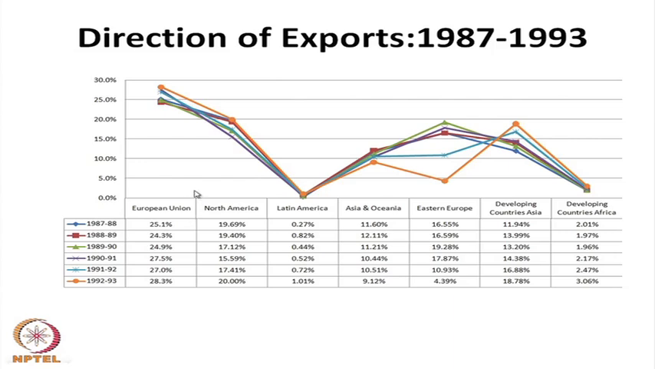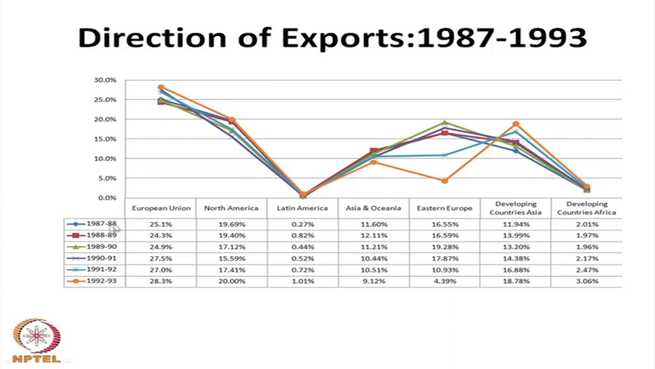Nearly 25% of our export revenue comes from the European Union sector. Similarly, North America, Asia, Oceania and Eastern Europe constitute a significant part of our export earnings. Within Eastern Europe, it was Russia, the old Soviet Russia, that was the major trade partner for India.